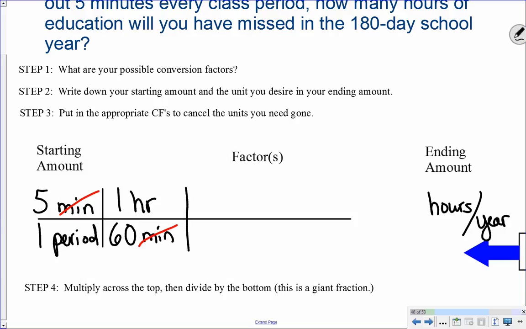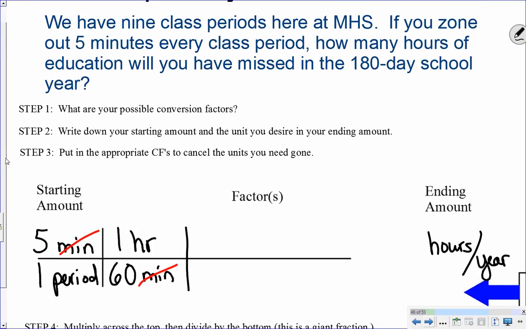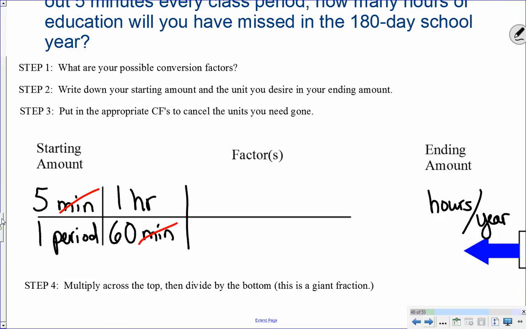So the next thing I want to do is I need to get rid of that period. So I have to go back to my question, and as far as teaching periods go, we have 9 of them per day. So since periods are on the bottom, right here, I got the periods up top. So there are 9 periods in every one day. That allows me to get rid of periods.